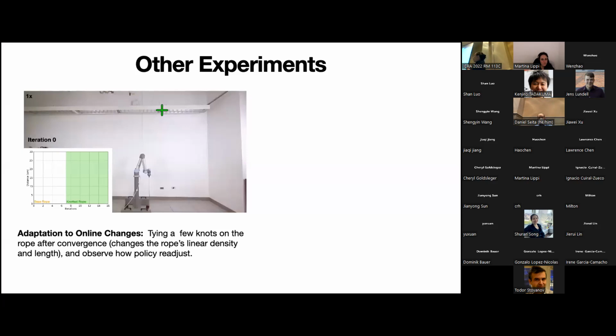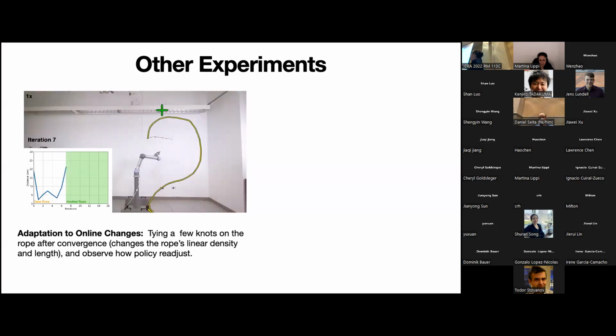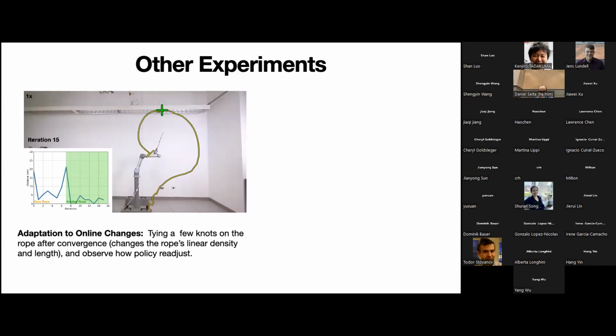And we also test our system with many different scenarios. For example, one of them is we're trying to test how well the system can adapt to online changes. So what we do is that after the system converges on a given goal on the rope, we're going to tie a few knots on the rope, which basically change the length and also the density of the rope. And we'll observe how the system is able to quickly adapt with respect to those changes.